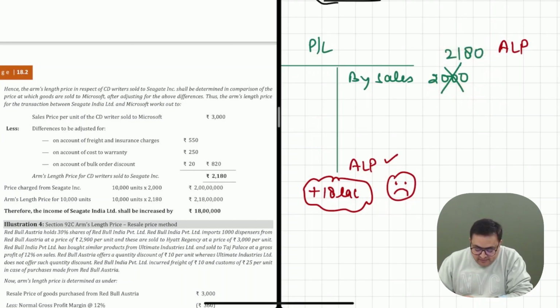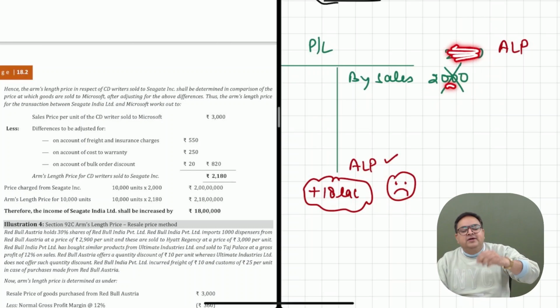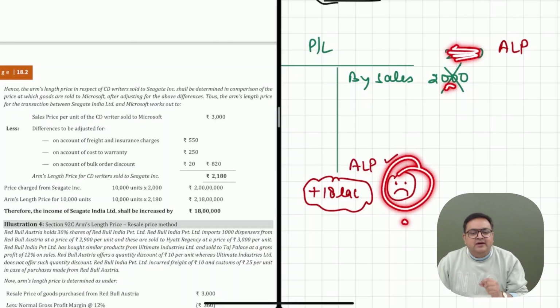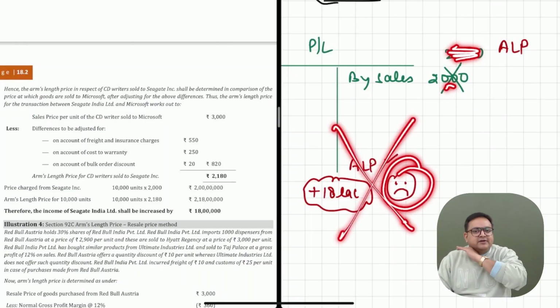So the government will become unhappy if your ALP has the effect of decreasing your profits. If your profits are getting decreased, then the Indian government will become unhappy. And if they become unhappy, they will say that this chapter will not apply. So you have to remember, very, very important question, very, very important concept, examiner's favorite.